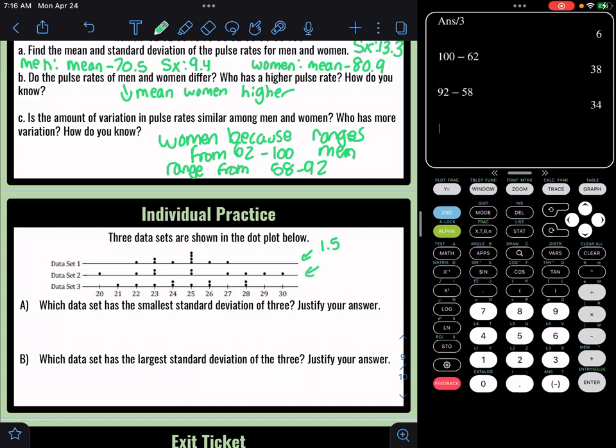Now for this one, I would get 20, 22, there are two 23s, there are two 25s, there's a 27, 28, a 29, and a 30. Alright, menu, stat calc, one variable statistics. I'll click OK. Okay, and my sample standard deviation would be 3.6. No, 3.3, sorry.